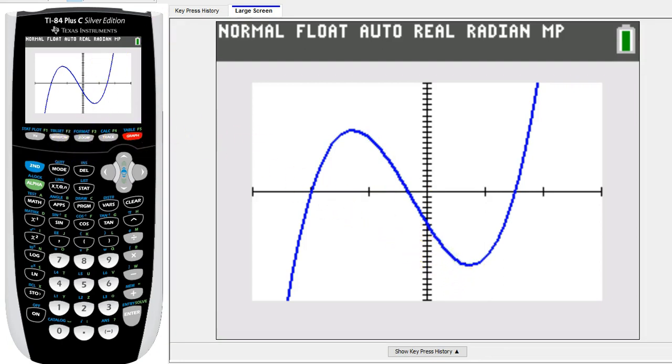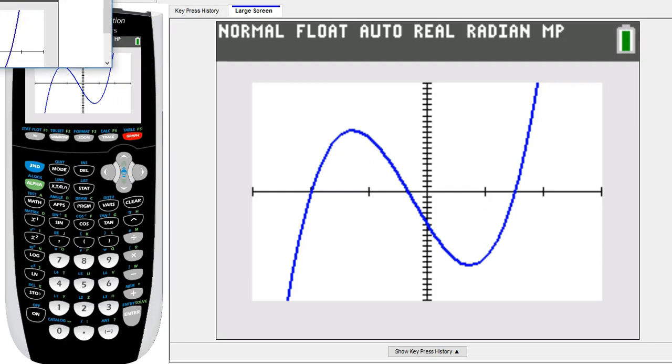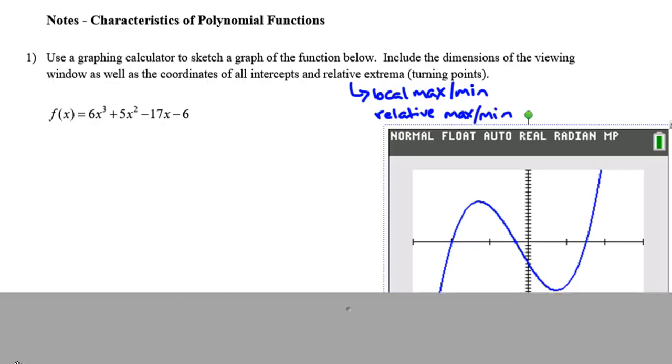So let me sketch that graph and let me identify the windows. So we'll get that put into our note. Okay, so I'm just going to make a sketch here based on kind of modeling for you what you should do. So make your axes.